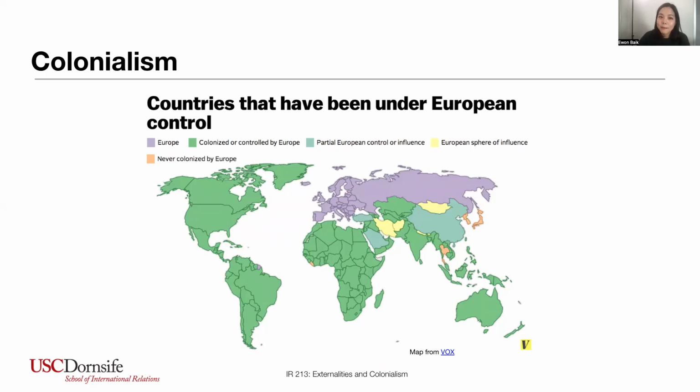So if you look at this map, you can see that most of the world has been colonized by Europe. And the few orange countries, which are supposedly the countries that have been untouched by Europe, also have their own experience with colonialism. For example, in Asia, Korea here was colonized by Japan, right? So really, almost the whole world has some degree of experience with colonialism, whether as a colonizer or being a colony.